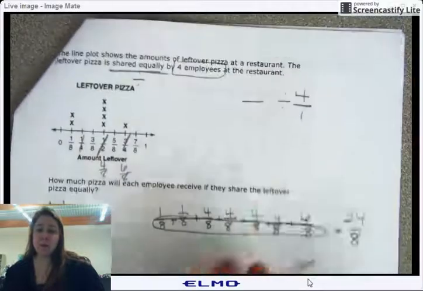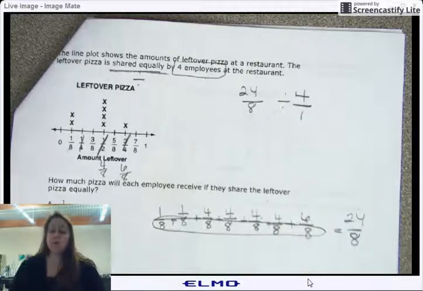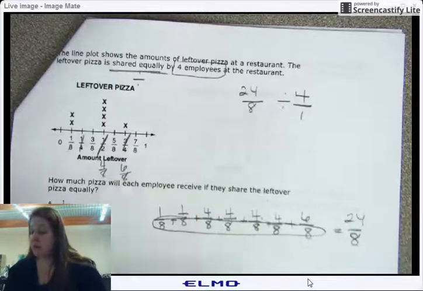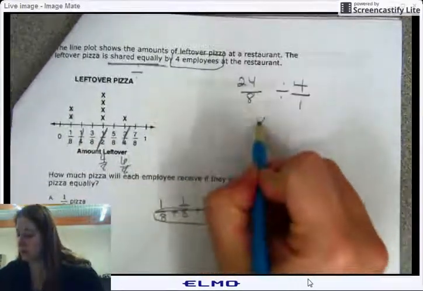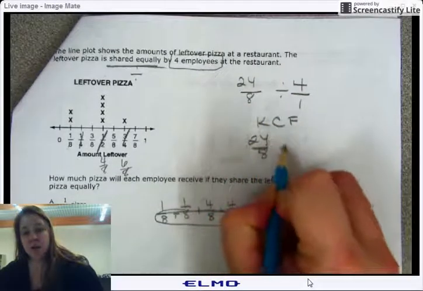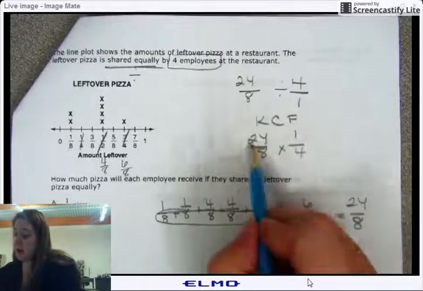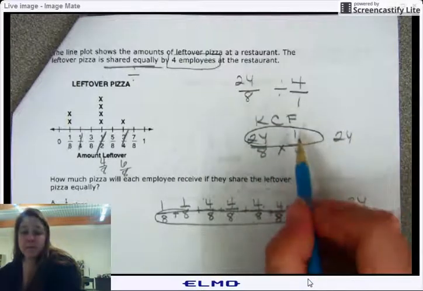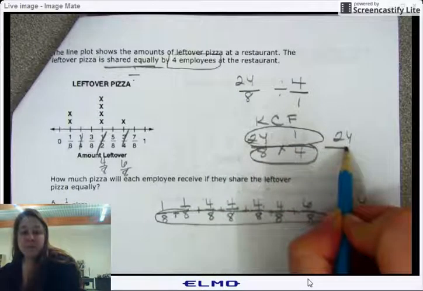So I'm going to write 24/8 divided by 4 over 1, because this is splitting among 4 people. Even though there's more than that many left over, we're splitting it. So I'm going to keep, change, flip. I'm going to keep 24/8, change the symbol to multiplication, and flip to 1/4. When I do that, I get 24 on the top. The bottom number becomes 32.